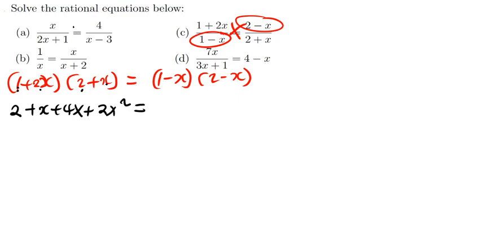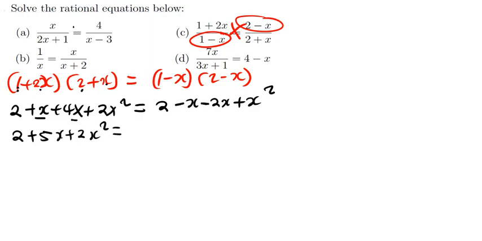Should be equal to 1 times 2 is 2, 1 times negative x is negative x, negative x times 2, that is negative 2x, negative x times x, negative negative, that is going to give me positive x squared. There we go. Now these two can be added, so there we have 2 plus x plus that is 5x plus 2x squared. Even here we can add these two, so x and this one, these two will give me negative 3x plus x squared.